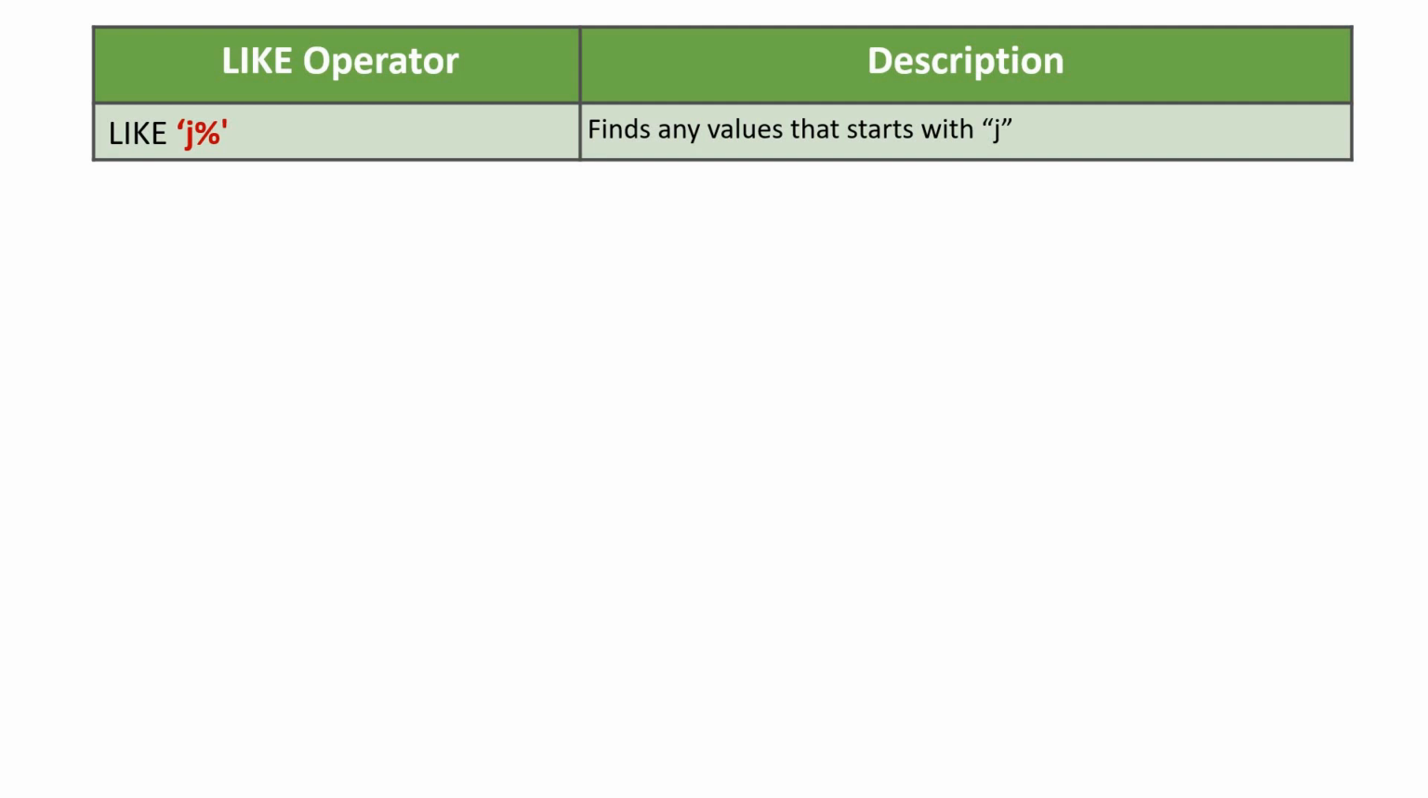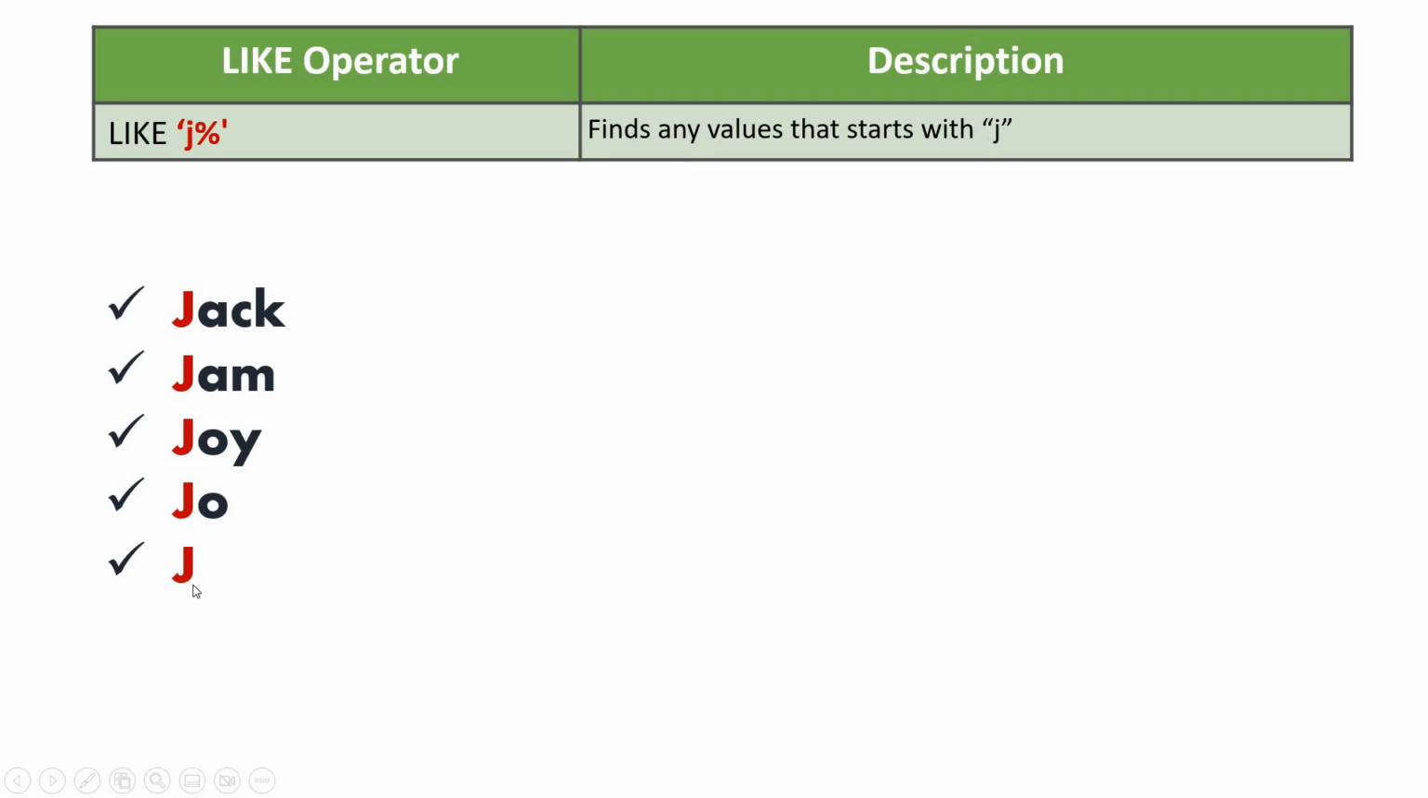In the first case our search pattern is J and then %. It will find any value which starts with J. As I said earlier, this % sign represents 0, 1 or more characters. So the first character must be J, and after the J any number of characters is allowed. Here are some possible outcomes for this search pattern. You can see that with this search pattern you can also get a single character J in the output, because it starts with J and after that it has 0 characters. I hope you understand now how the % wildcard works.